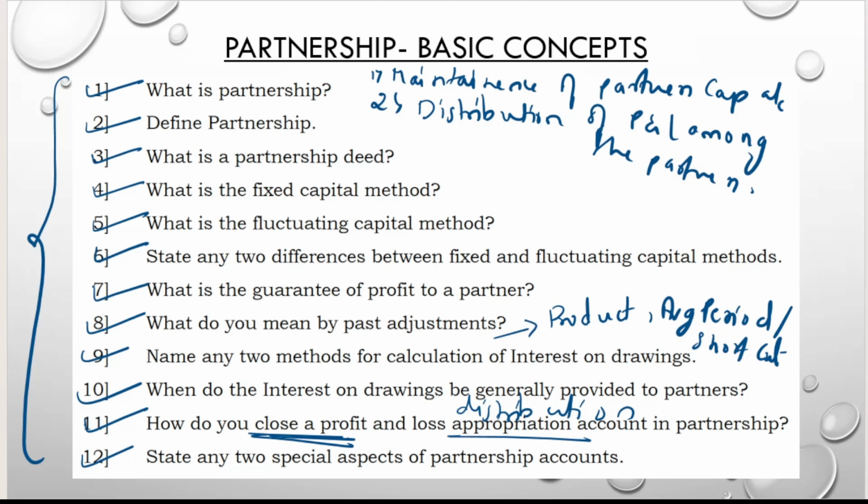Again, you can ask me, ma'am, what is the second question we are going to get? From which chapter are we going to get it? The second compulsory question you are going to get is from the retirement and death of a partner.